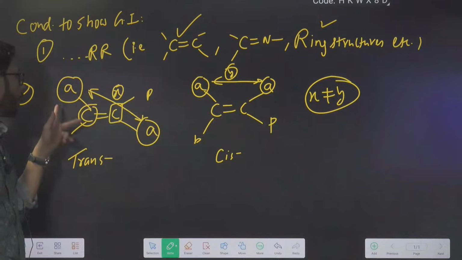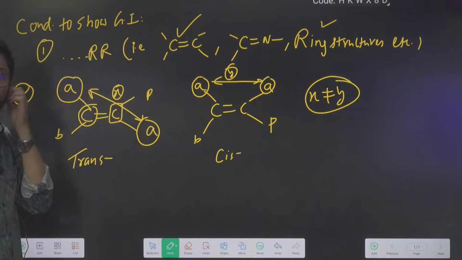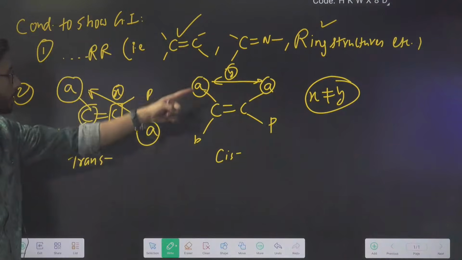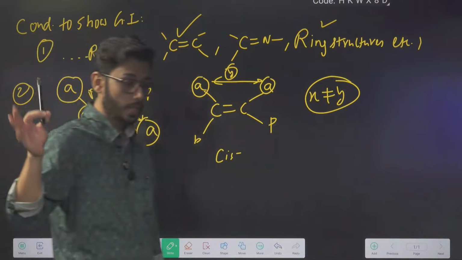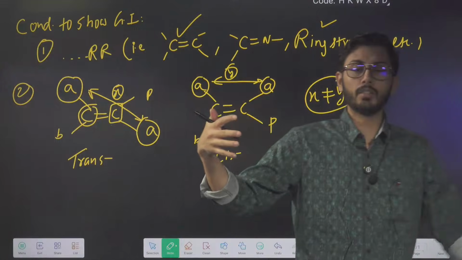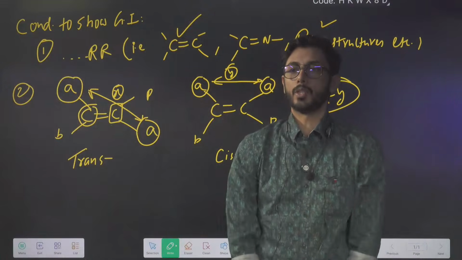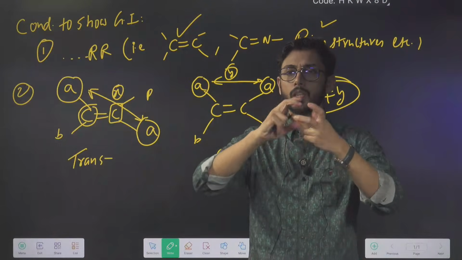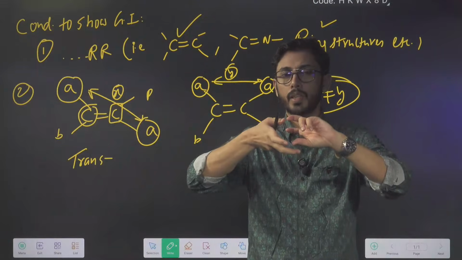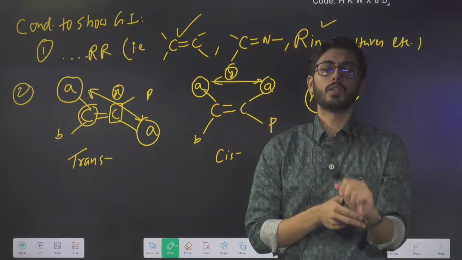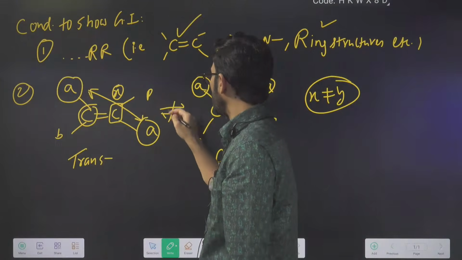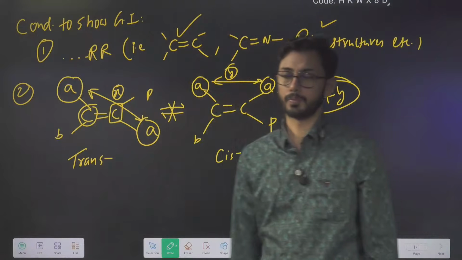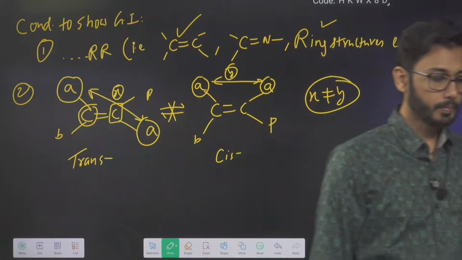So here two different, here two different. If they are similar in nature on the same side, cis; similar in nature on the opposite side, trans. And cis and trans isomers cannot interconvert at room temperature. Because of restricted rotation, it cannot move like this, therefore they will not be interconvertible under normal conditions, non-interconvertible.